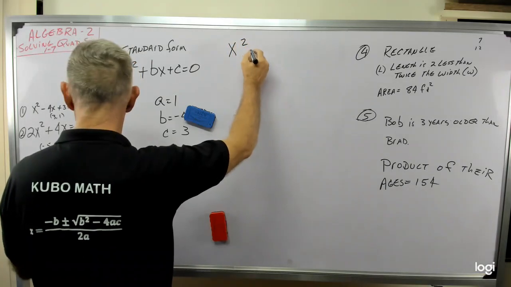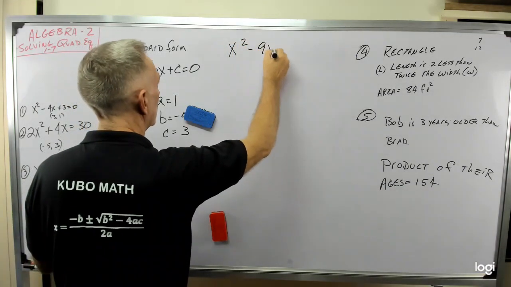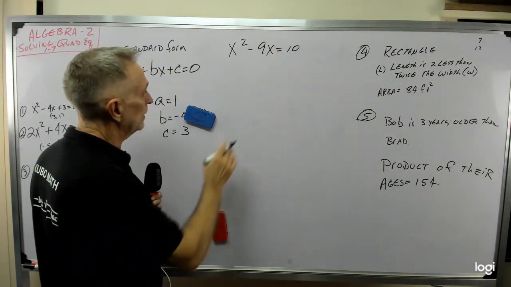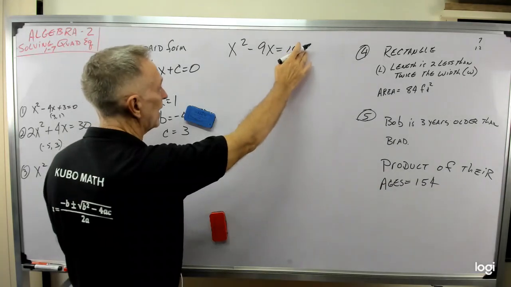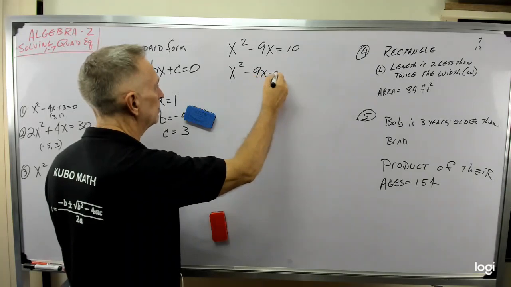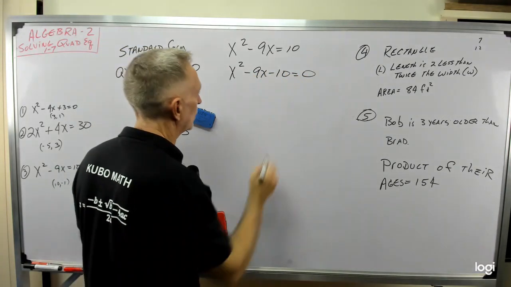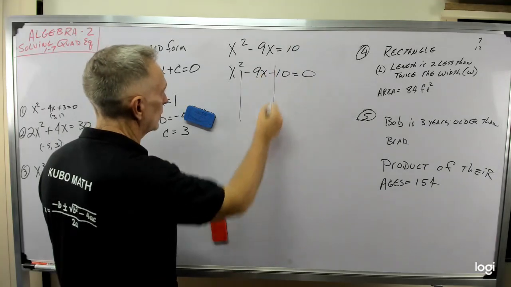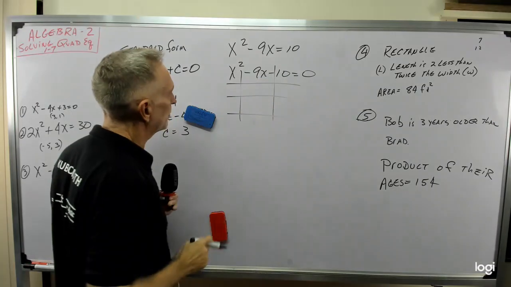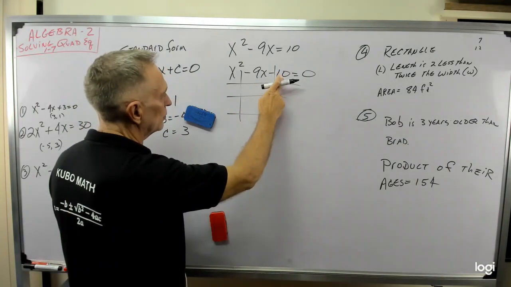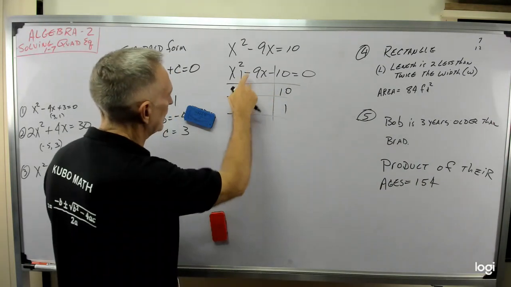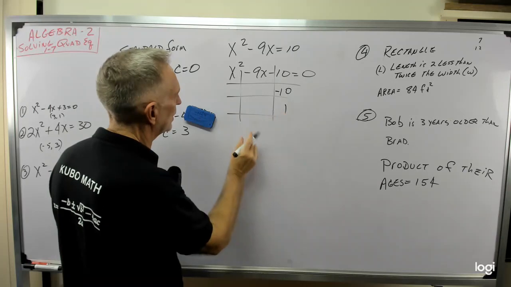X to the second power minus 9x equals 10. Okay, it's not in the standard form, so let's subtract 10 from both sides. X to the second power minus 9x minus 10 equals 0. So draw our grid. Okay, this may be easy here. So factors here, 10 and 1. And I need a negative 9, so let me put this and I'll leave a positive 1.